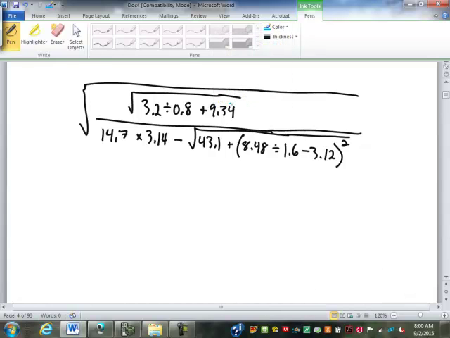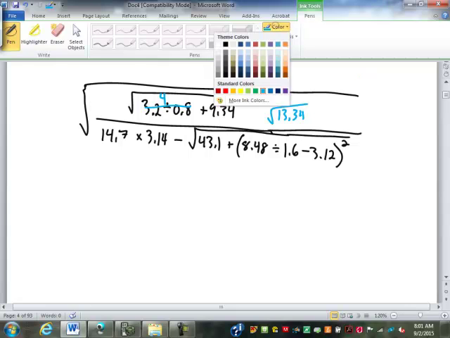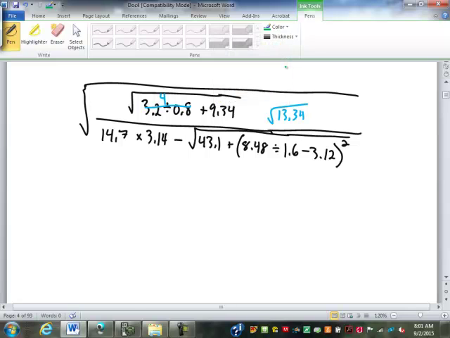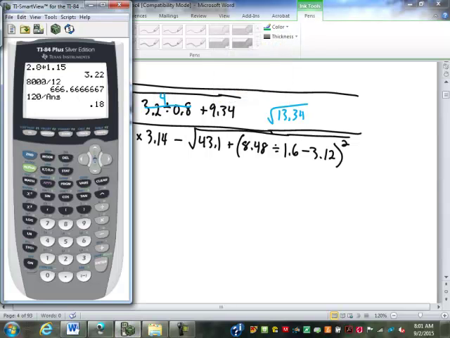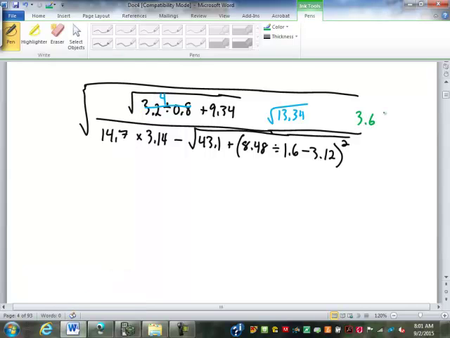Okay, on top here. We're going to have to multiply, or divide, sorry, 3.2 divided by 0.8 is 4. Plus 9 is 13.34. When we square root that, square root of 13.34 is 3.65, we're going to call it. So that's what we have on top of that.